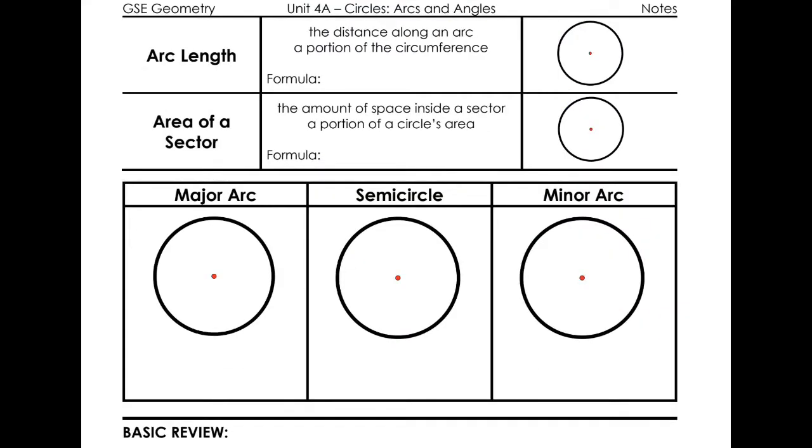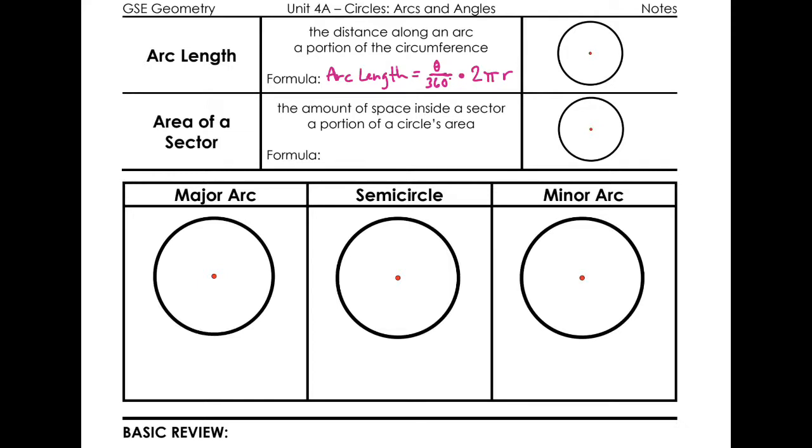So I'm going to start with the formula here. The formula for arc length is really just a fraction of the circumference. So we're going to have the degree of the arc divided by 360, times the circumference formula, which is 2 pi r, or pi d. That fraction is our fraction part. That is the total arc length formula.